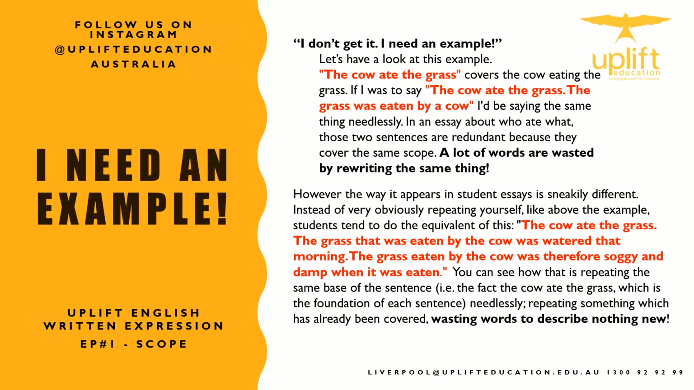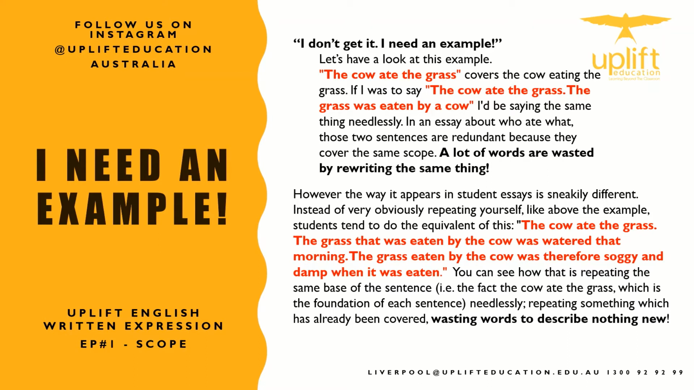If I was then to say that the cow ate the grass was eaten by a cow, I'd be saying the same thing needlessly. In an essay about who ate what, these two sentences are redundant because they cover the same scope. A lot of words are wasted by rewriting the same thing, and as you can see across those two red bits, the two statements are really saying the same thing. Now, that's not quite how it shows up in our essays and assessments at school, but it's something sneakily similar.